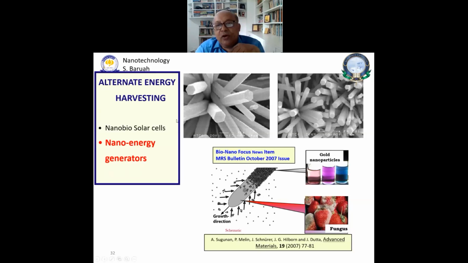You see those rod-like structures? They are basically rods that are made from a material called zinc oxide. I personally have done extensive work with zinc oxide, and in fact, if you Google zinc oxide, you'll find a lot of my work there as references.